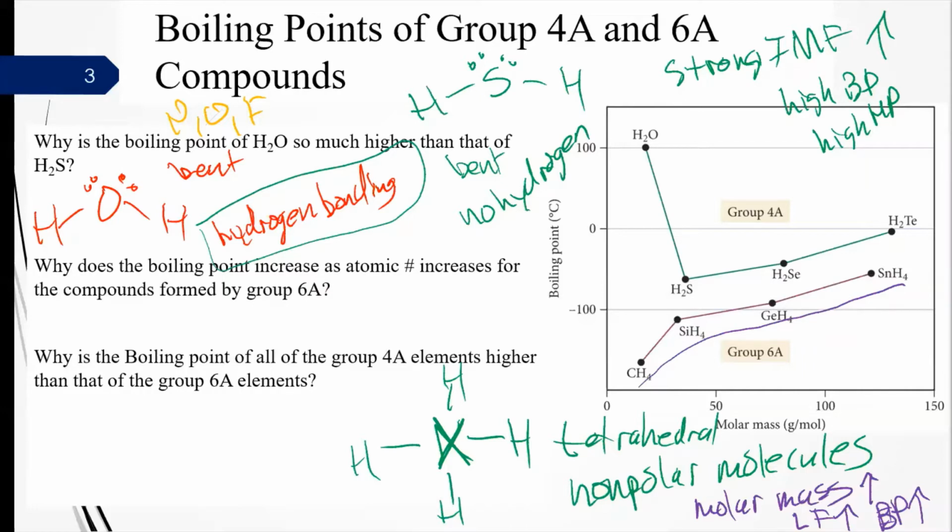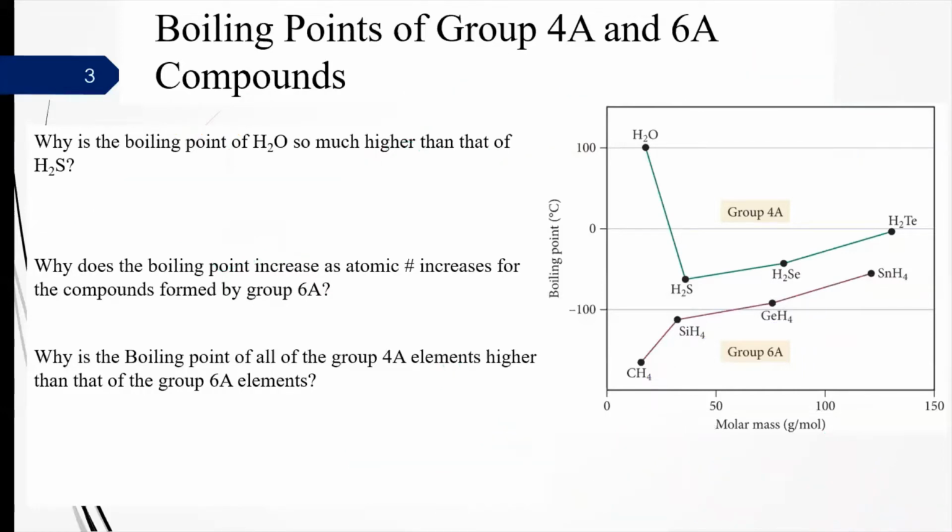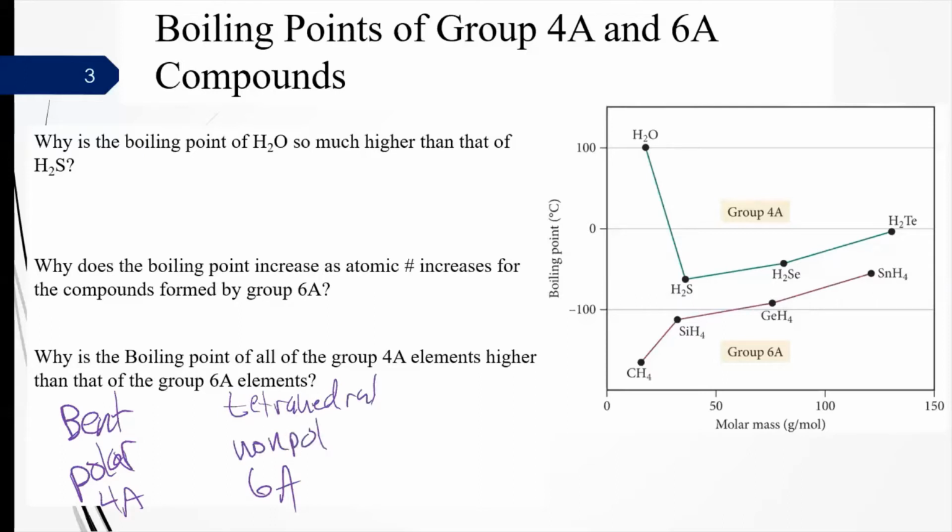The last one, I'm going to erase the other parts so we can see this a little bit clearer, is group 4A. So why is group 4A higher than group 6A? And so when we drew group 4A, we had decided that they were going to be bent for their shape. And not only were they going to be bent, they were going to be polar. On the other hand, for group 6A, those were all going to be tetrahedral. And they were all going to be nonpolar because those bond dipoles would be canceled out.